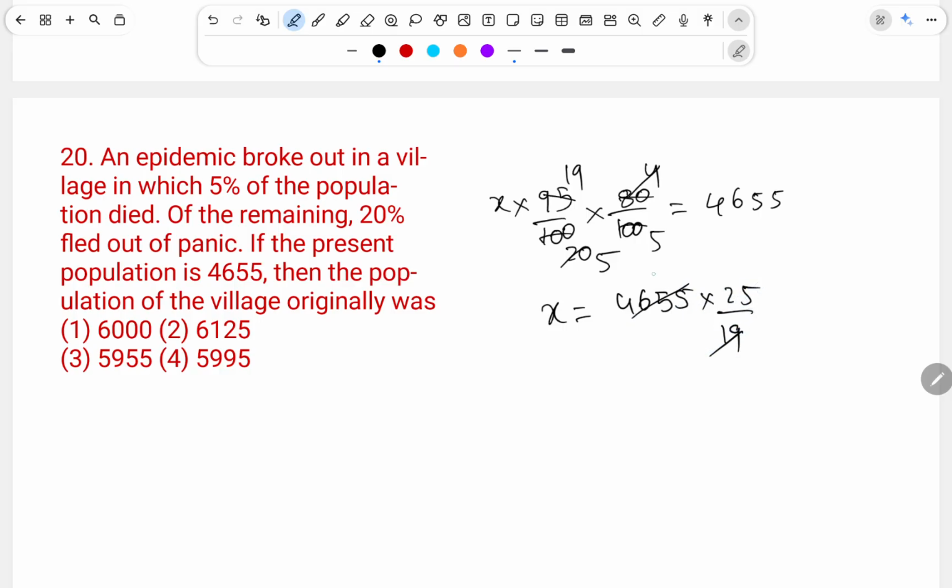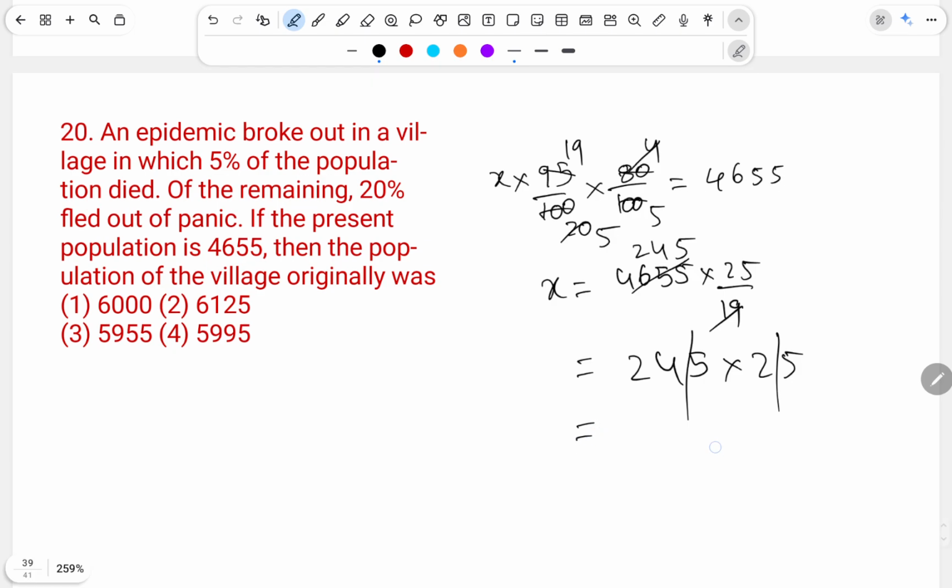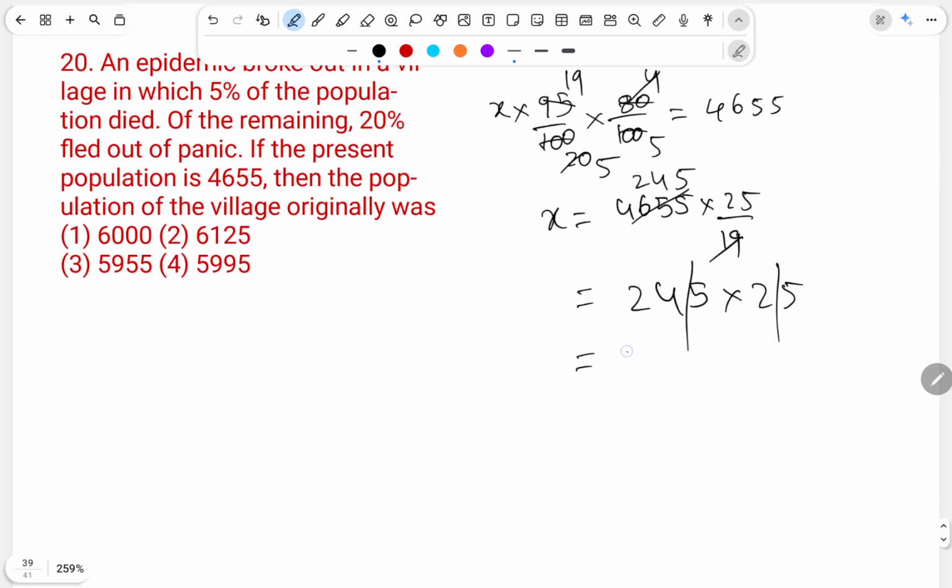How many times does 19 go? 19 2s are 38, 19 4s are 76, 95. My number is 245 and 25. Other than 5, these both are even numbers. Now see how to multiply them: 24 and 2. 24 2s are 48 plus the average of 24 and 2, which is 26 by 2, 13. And every time if both are even numbers or both are odd numbers, 25 at the last. So now 6125 is our answer.